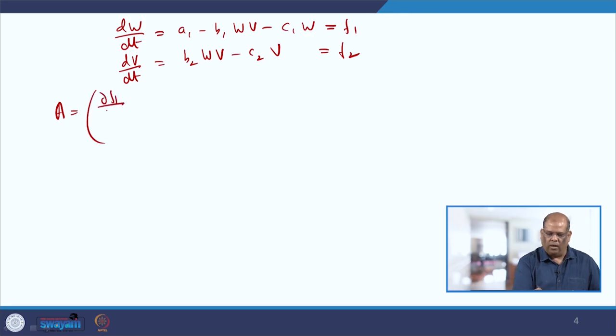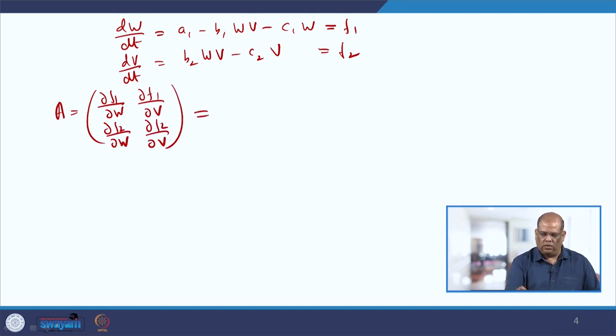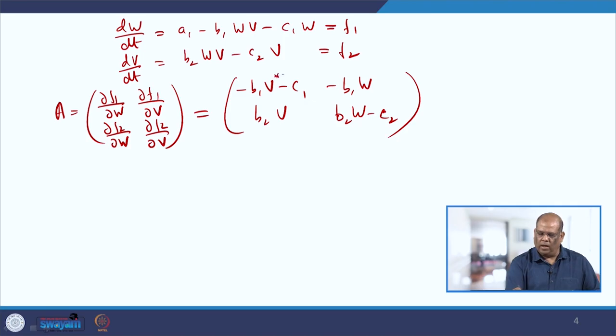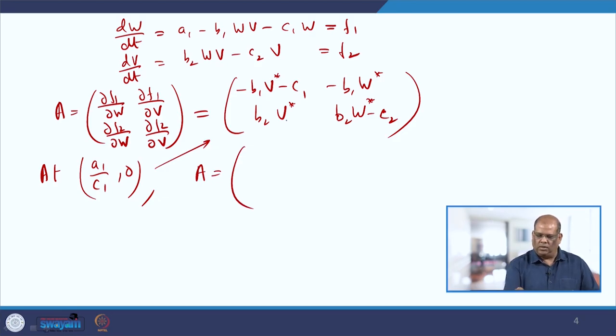Your Jacobian matrix is going to be del F1 del W, del F1 del V, del F2 del W, del F2 del V. If I calculate this, I will get minus B1 V minus C1, minus B1 W, B2 V, and B2 W minus C2. And they need to be calculated at the equilibrium point. So at the equilibrium point A1 by C1 comma 0, I put those values here. V star is 0, so here it is minus C1. This is minus B1 W, which is minus B1 A1 by C1. This is again 0. This is B2 A1 by C1 minus C2.